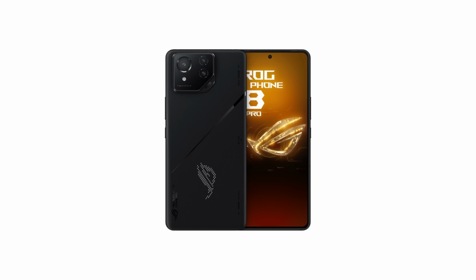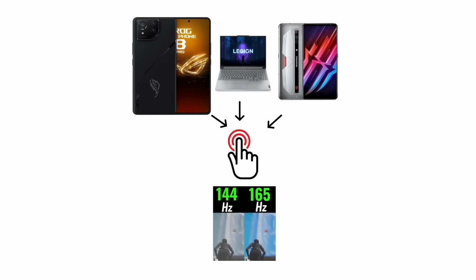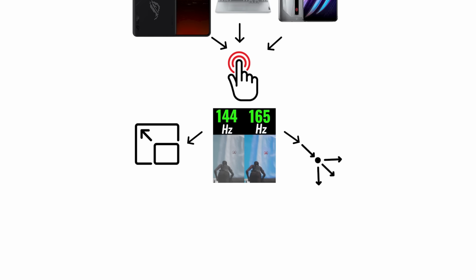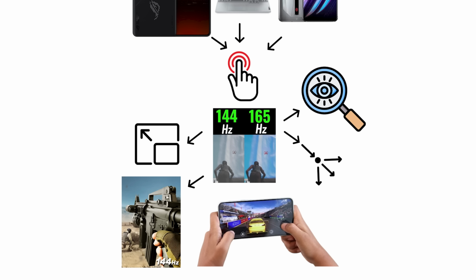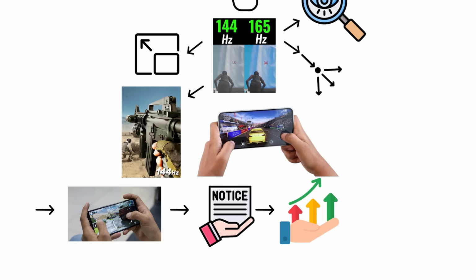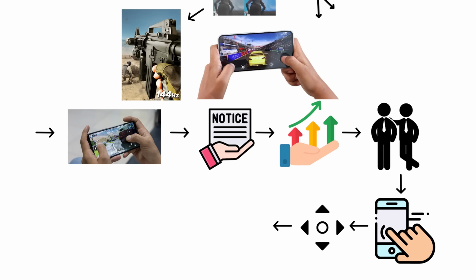Devices like the Asus ROG Phone, Lenovo Legion, and Red Magic 6 introduced these extremely high refresh panels to maximize reaction precision and visual clarity in fast-paced games. When you look at the difference between 120 and 144 Hz, it is subtle. Most users notice the improvement only in side-by-side comparisons, especially when scrolling or panning quickly across a game scene.